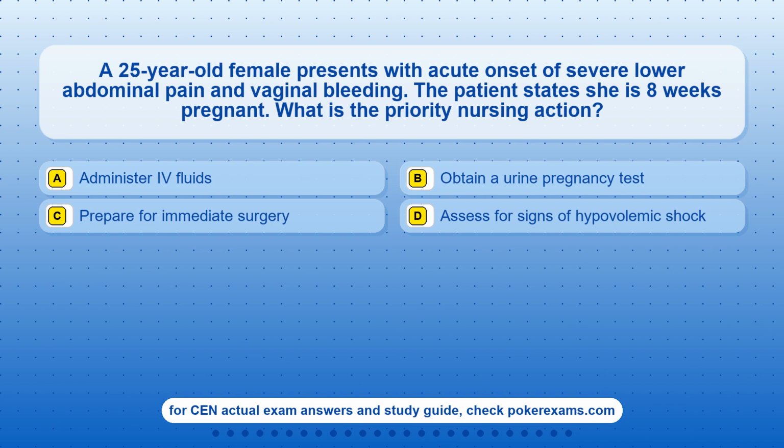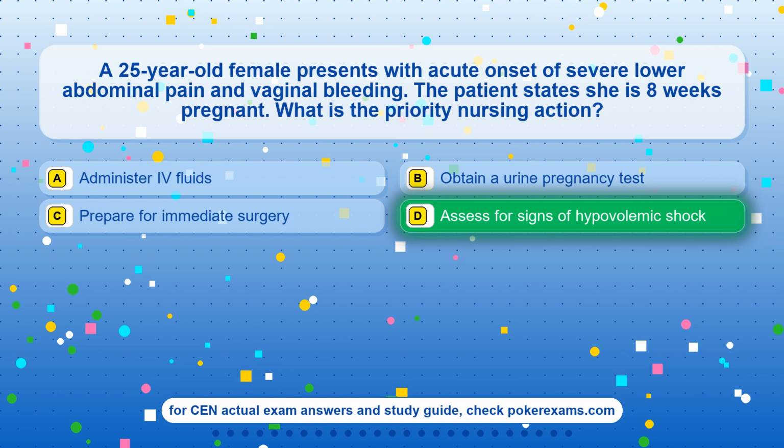Question 10. A 25-year-old female presents with acute onset of severe lower abdominal pain and vaginal bleeding. The patient states she is 8 weeks pregnant. What is the priority nursing action? Option A, administer IV fluids. Option B, obtain a urine pregnancy test. Option C, prepare for immediate surgery. Option D, assess for signs of hypovolemic shock.